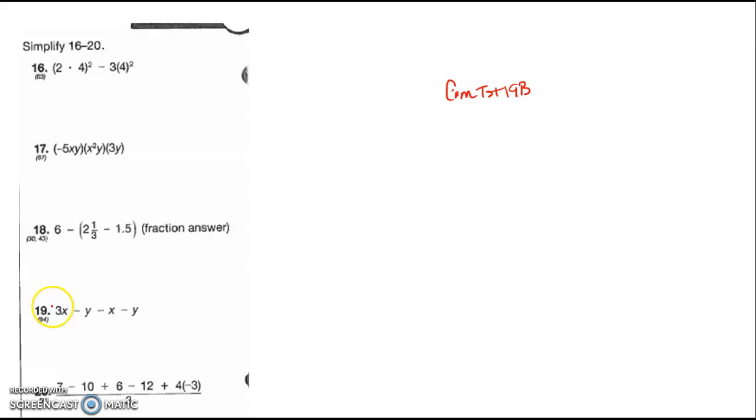Like terms are the terms that have the same variables. So 3x and then the negative x. We always take the sign with it. So let me bring both of these over here so we can put them together. So I have 3x minus x equals, remember there is an invisible 1 here. 3 minus 1 is 2x.